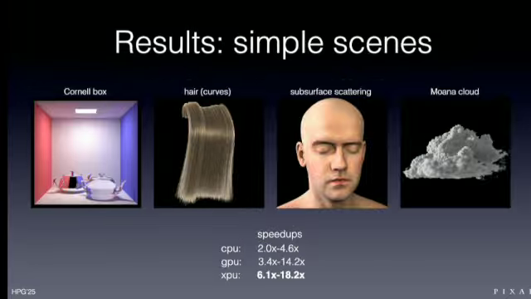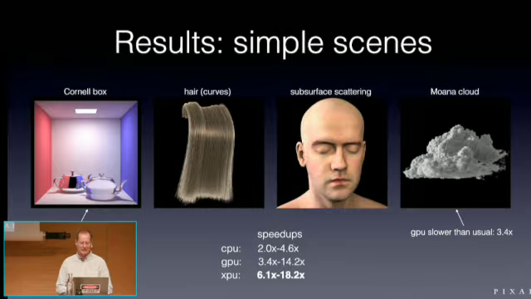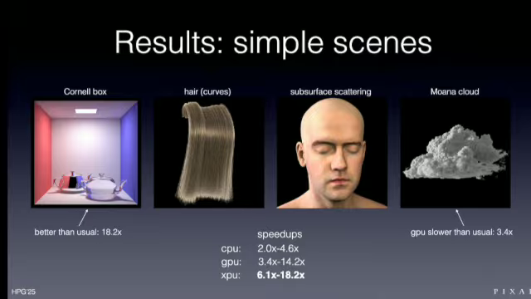Here's some simple scenes. Cornell box, hair to test curves, subsurface scattering, monocloud for volumes. And the speedups here are between 6 times and 18 times. I should point out that the 18 times for the Cornell box is not usual. There's something special about this scene. Maybe it's just that it has very simple geometry or something. Anyways, so we don't always get 18x, unfortunately.